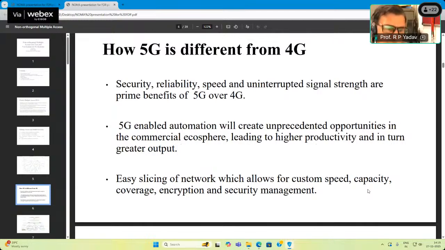Then easy slicing of the network, which allows for custom speed, capacity, coverage, encryption, and security management. Easy slicing means, suppose we have a sensor network. You don't need that much bandwidth or that much speed to connect any sensor network. So that's taken care of by this kind of NOMA, where from very low speed to higher speed, they can be served better.